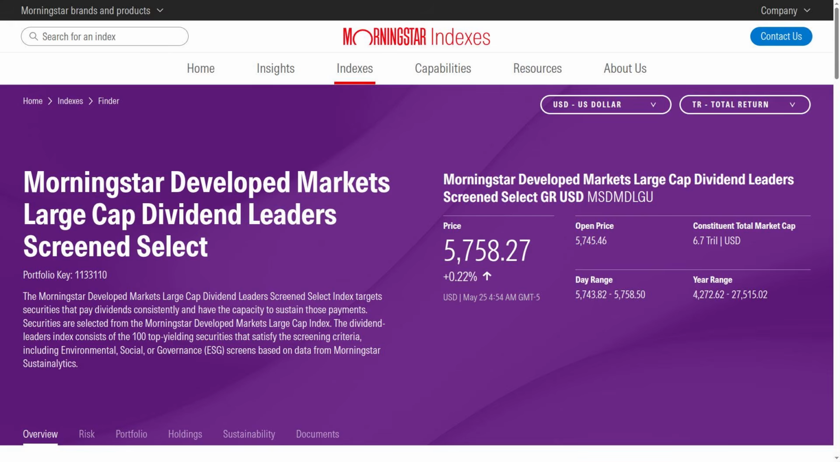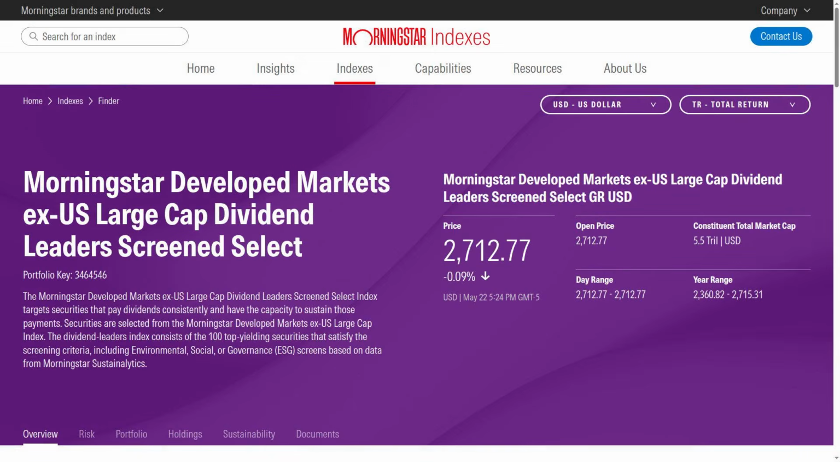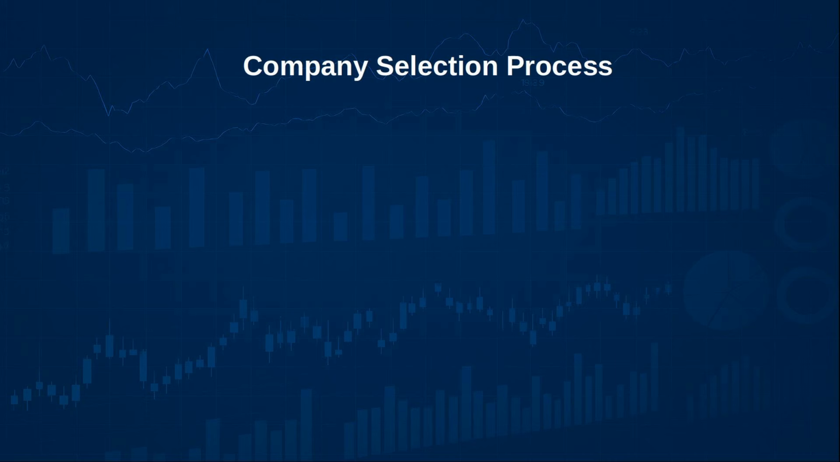The incredible success of the classic VanEck Dividend ETF is driven entirely by its underlying index, which sets the strict rules for which companies get into the fund. The new VanEck ETF follows an identical strategy, just without the U.S. The index is called the Morningstar Developed Markets ex-US Large Cap Dividend Leaders Screened Select. So, how do companies actually get selected for this fund? I have pulled the most important rules directly from the official index documents for you.